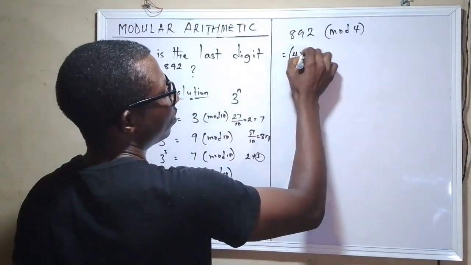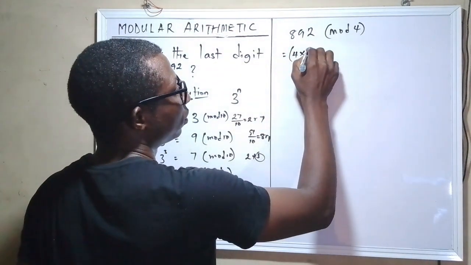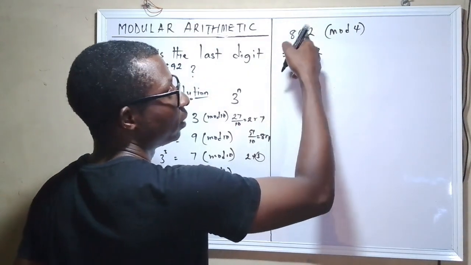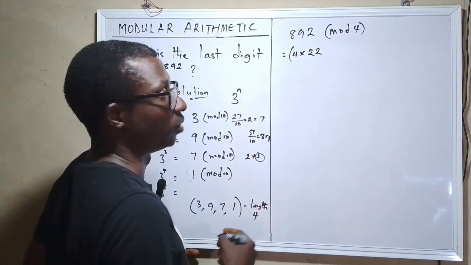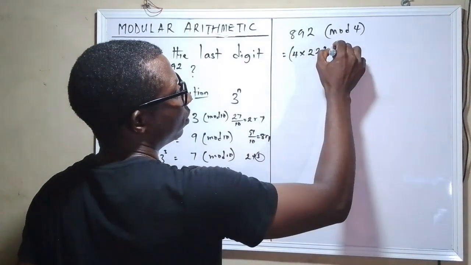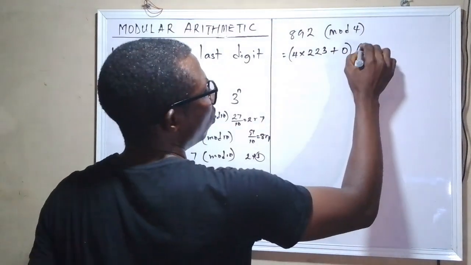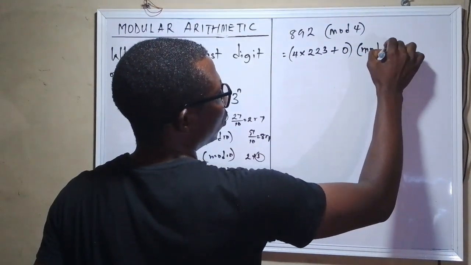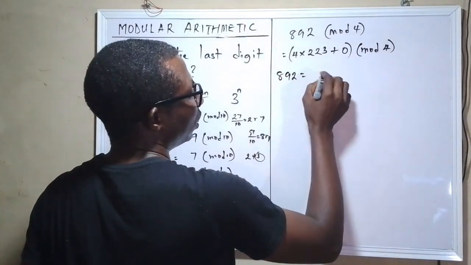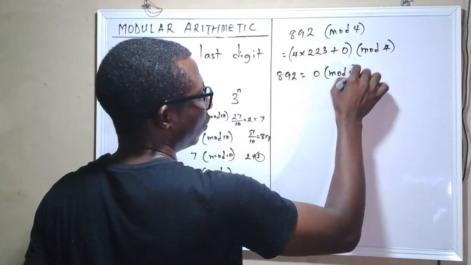So 4 goes in 8, that's 2. 4 goes in 9, that's 2, remainder 1. So 4 goes in 12, that is going to be 3. So the remainder is 0. So in mod 4, that means 892 is 0 mod 4.